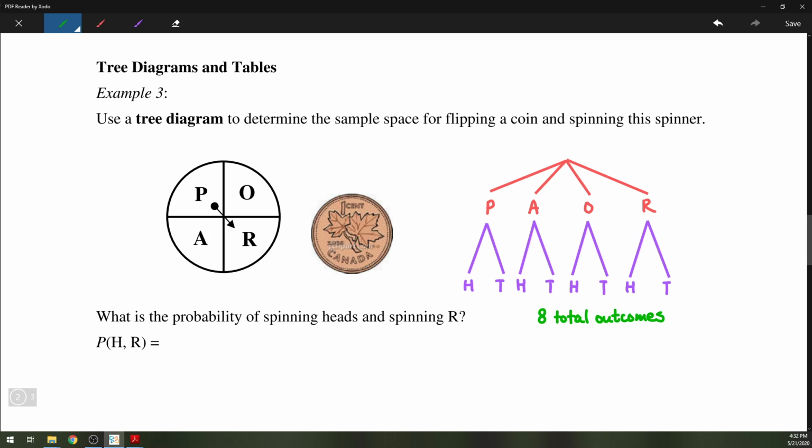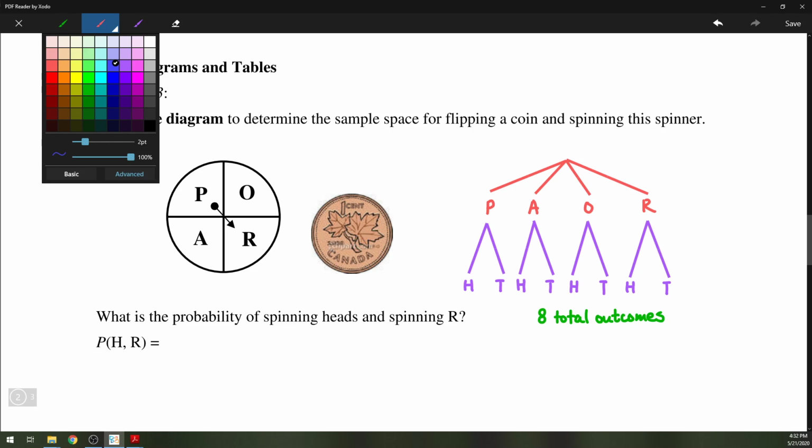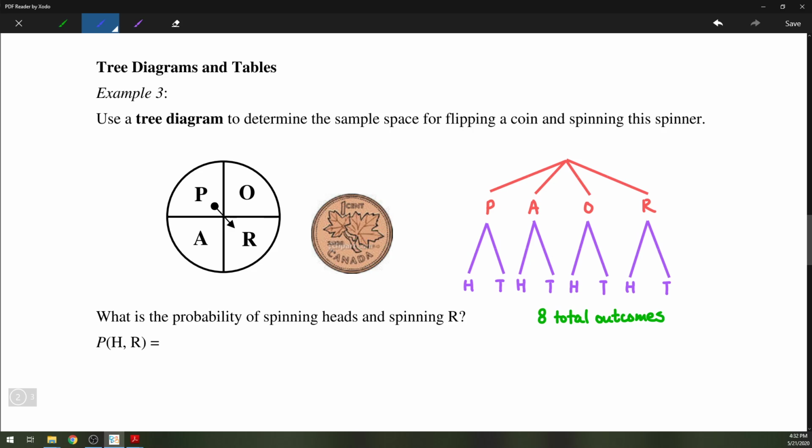So it says, what is the probability of spinning heads and spinning R? There's only one that matches the description. So R heads, that's just this one right here. So that's 1 outcome out of 8 that's favorable.